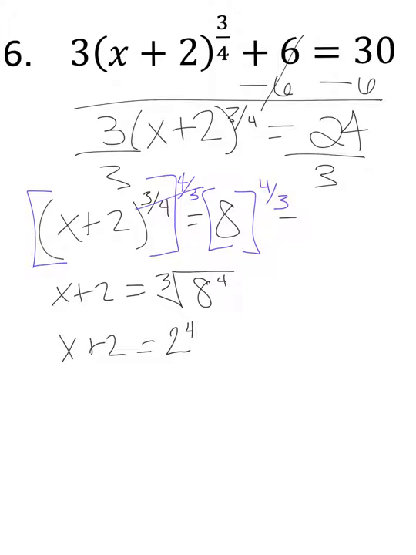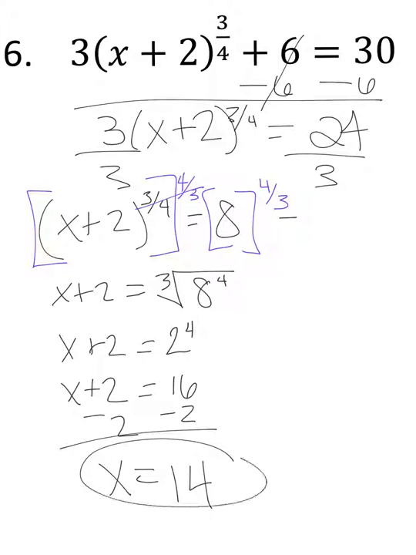Notice this time, especially pre-AP, this was a 3rd root, so I do not need a plus or minus on my answer. I only have to do that if it's an even root. So we're going to evaluate what 2 to the 4th is. That works out to be 16. And then we subtract 2 away, and you get x equals 14.